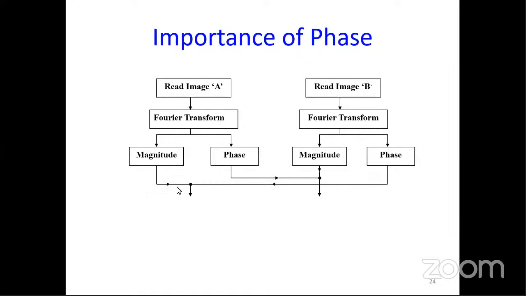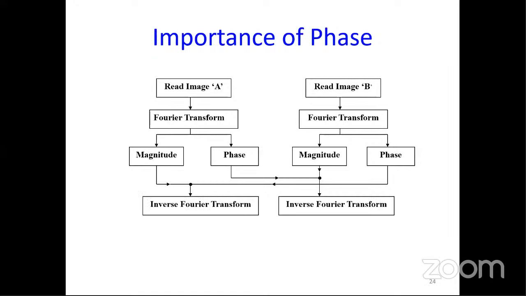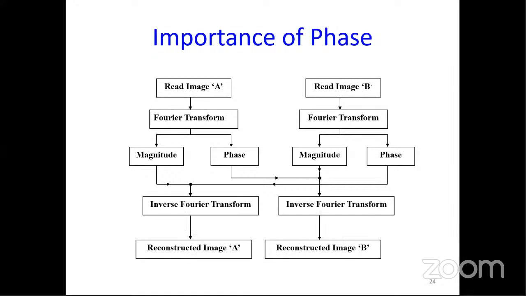The magnitude is retained as such. The phase of the second image is given to the magnitude of the first image, and the phase of the first is given to the magnitude of the second. This we call phase interchange. If you do phase interchange, after that, if you do the inverse transform, what is the result?